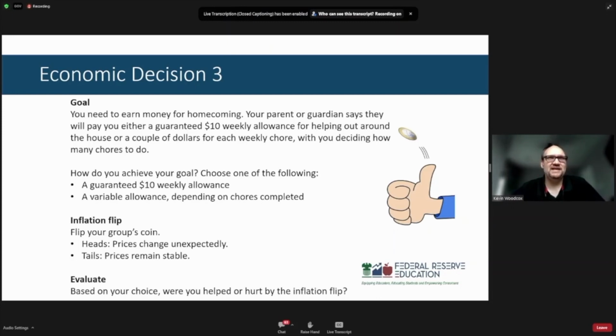Again, as you flip that coin, heads, prices have changed. Tails, prices have remained stable. Go ahead and make your choice and flip your coin.